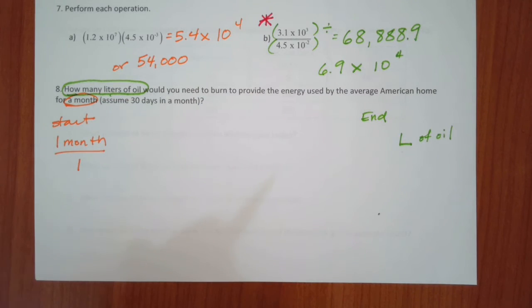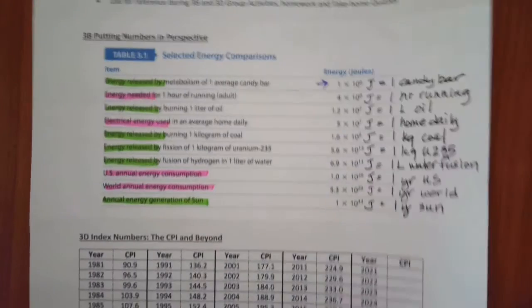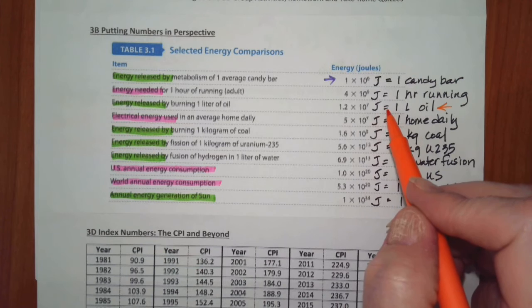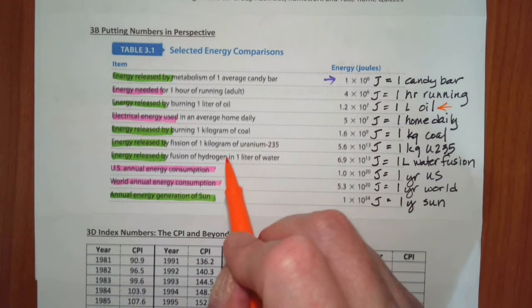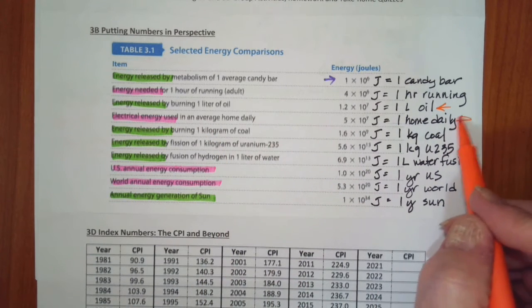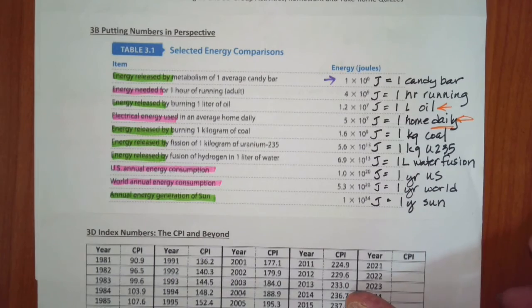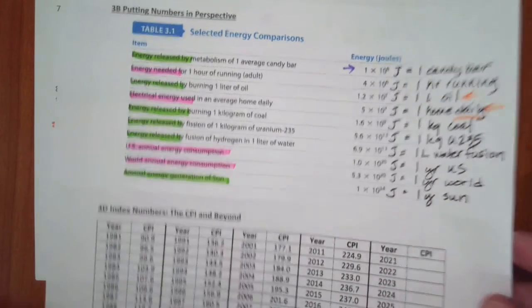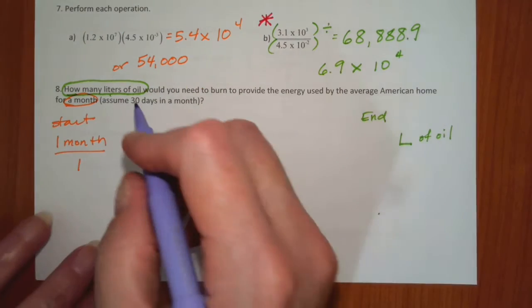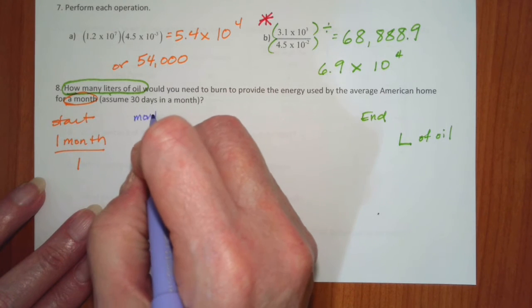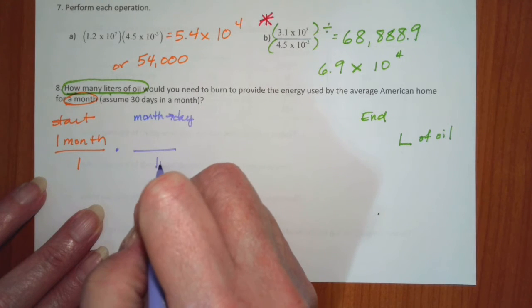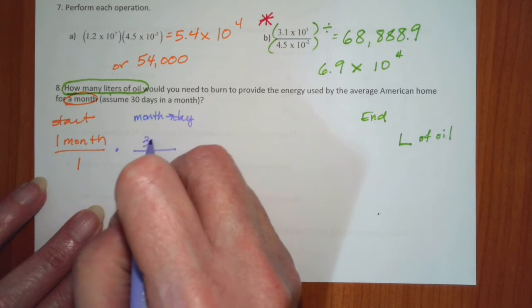All right, so let's see what I've got here. I've got something about 1 liter of oil and the energy that it releases, and I have something about electricity used by a home daily. So if I want to use that, I'm going to have to convert month to days. So this first one, I'm going to do month to days. I know 1 month is equal to 30 days.